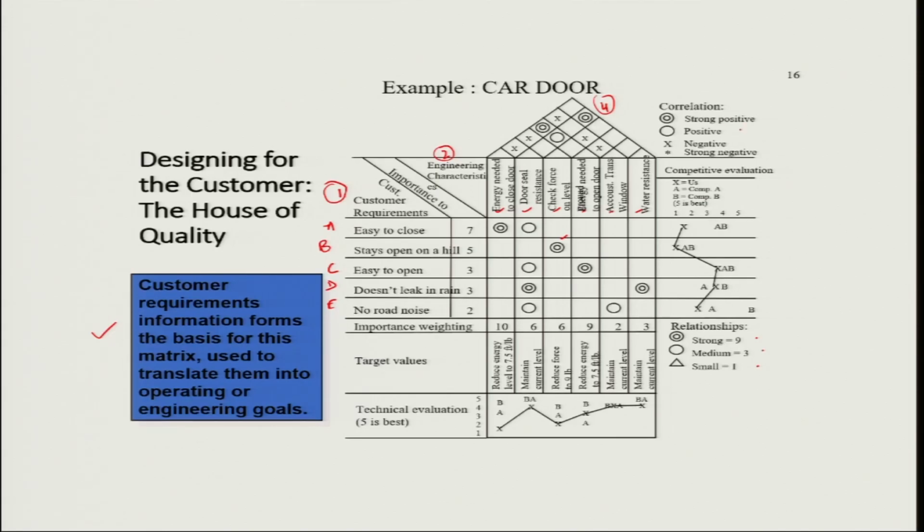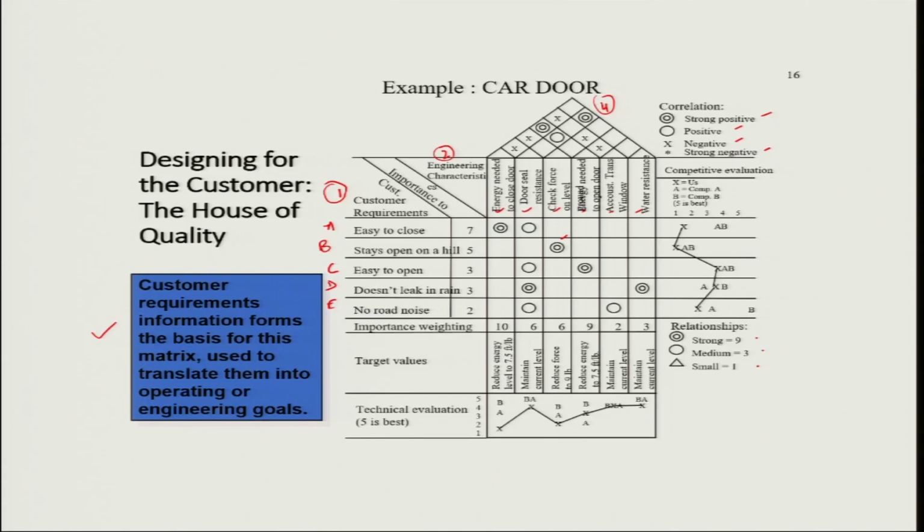The symbol used here, you can see here, double circle for strong positive, single circle for positive, cross for negative, and star for strong negative. So, in this way we are developing it. If we find that the relationship between the two parameters is negative or strong negative, then we have to see how to compromise, how to do a trade off between the two, or how to develop some alternative.